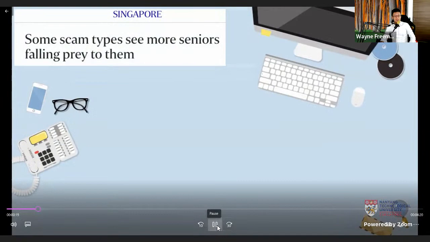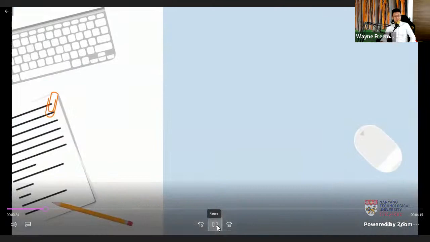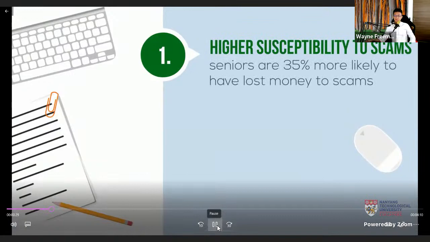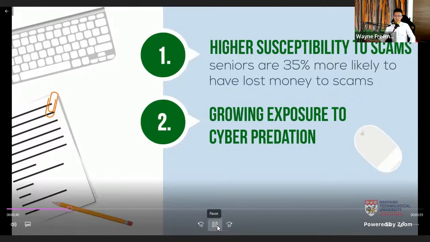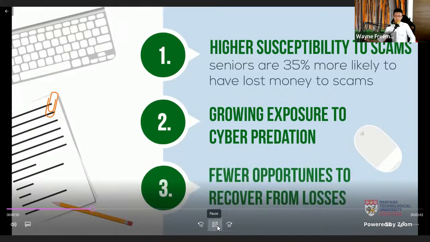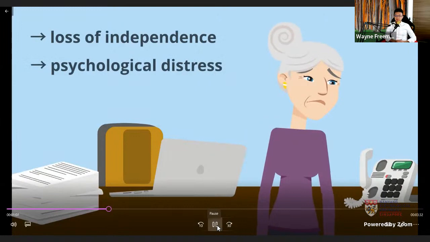The elderly are attractive targets to cyber criminals in Singapore. Studies have shown that susceptibility to scams is positively associated with age. Adults over 65 are 35% more likely to have lost money to scams than those in their 40s. Furthermore, people aged 50 and above registered the highest year-on-year increase in internet use, heightening the exposure to cyber predation. In 2019, the Singapore Police Force's Anti-Scam Center recovered about 40% of the $52 million lost to scams. That still leaves millions in unrecovered funds. Elderly victims of scams also have fewer opportunities to recover from financial losses due to retirement or disability. This can result in a loss of independence and cause them a great deal of distress.